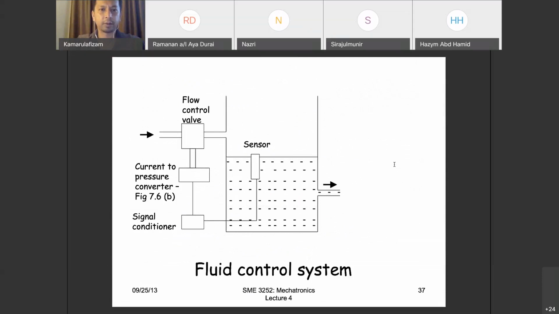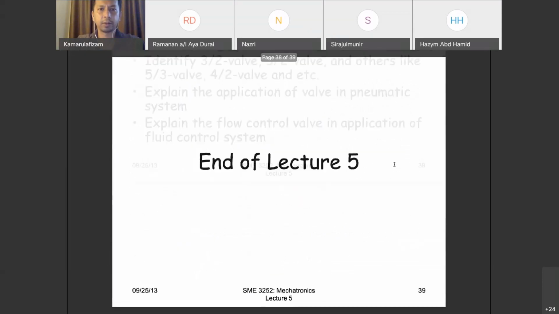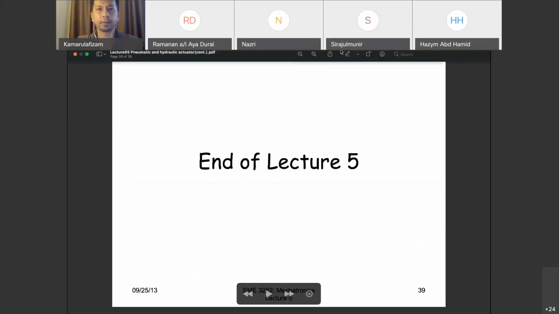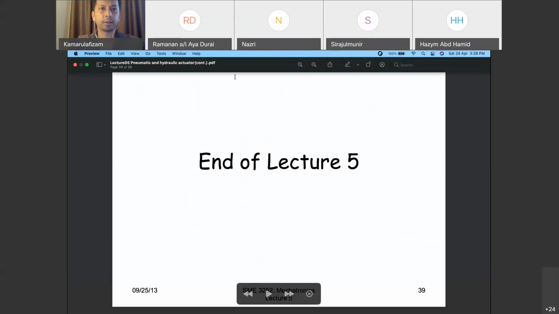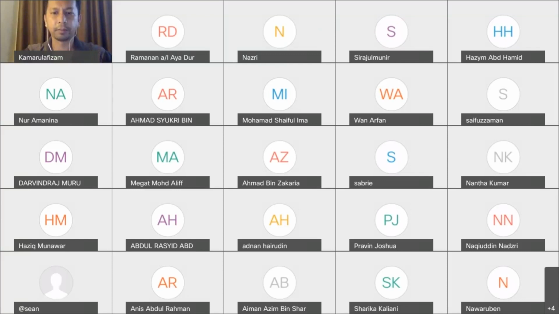Example fluid control system, I'm not going to go into this one. Yeah, more or less we are basically complete for both lecture 4 and 5.